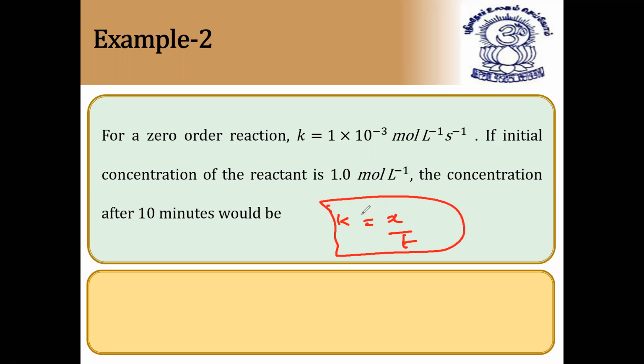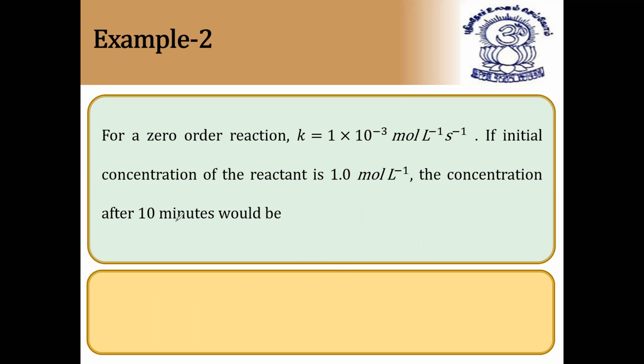T is equal to 10 minutes. K is given, and they are asking us how to find X, the concentration after 10 minutes. So that's nothing but X is equal to K into T. K is equal to 1 into 10 to the power of minus 3.